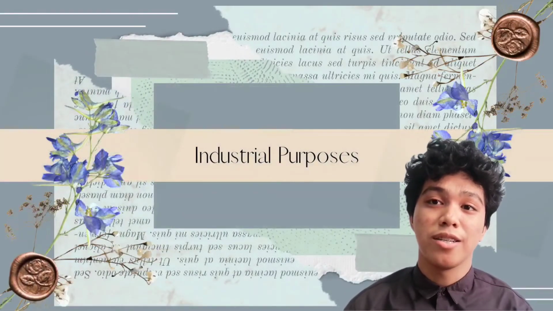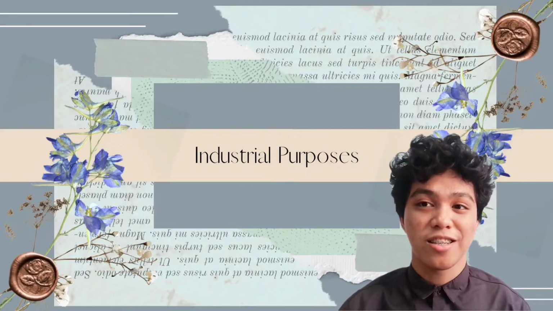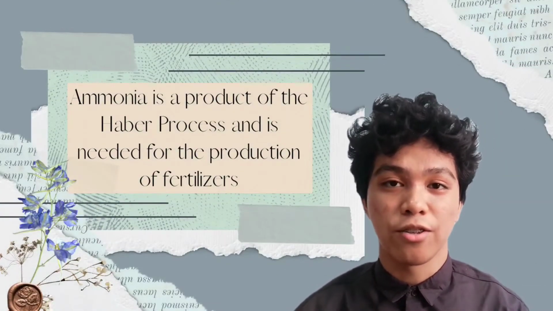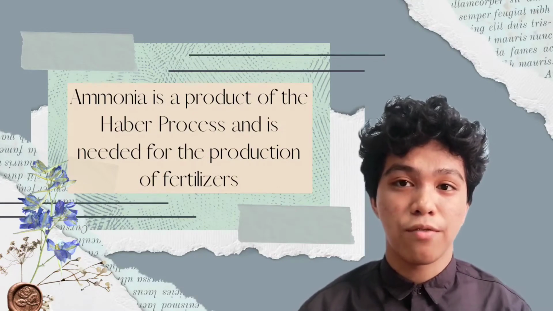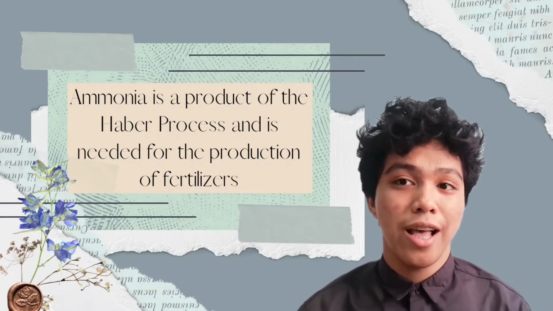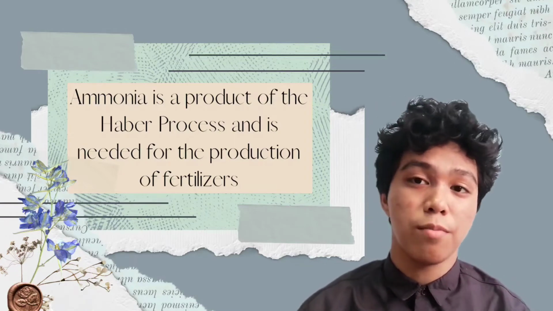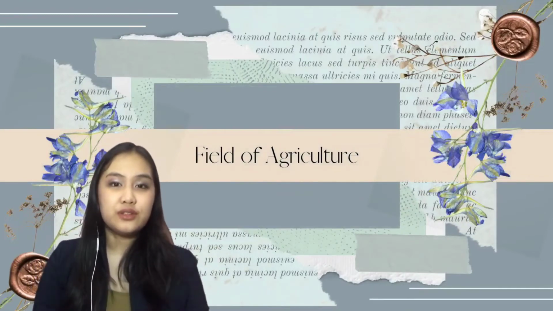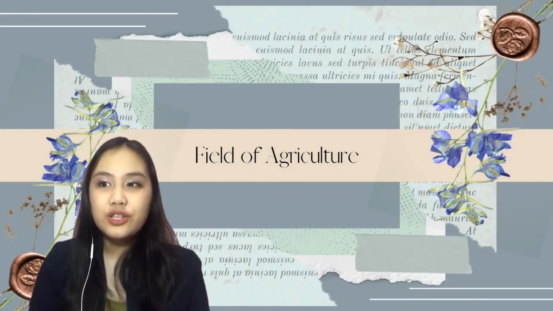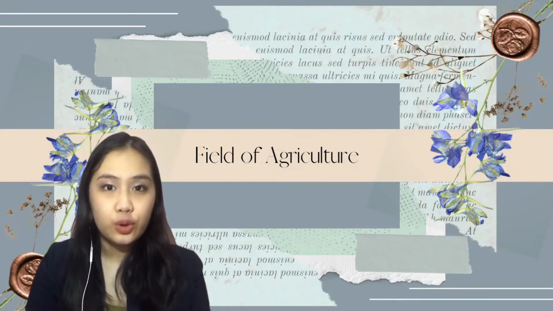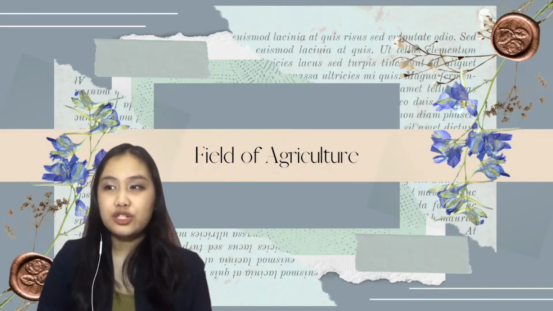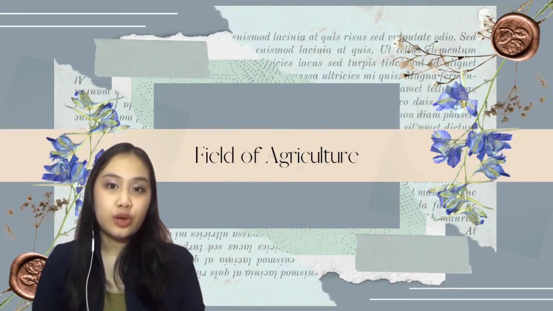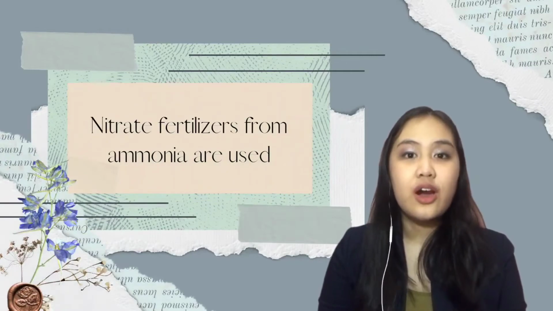Second, the Haber process is important in terms of industrial purposes. Ammonia is a product of the Haber process and is needed for the production of fertilizers. The large-scale production of ammonia-based fertilizers, such as ammonium nitrate and ammonium sulfate, has made it possible to sustain global food production. Third, the importance of the Haber process in the field of agriculture. Soil contains soluble nitrates that are needed for plants to grow. When we harvest plants, the nitrogen is not returned to the soil. Therefore, in order to replenish the lost nitrogen in the soil, nitrate fertilizers from ammonia are used.